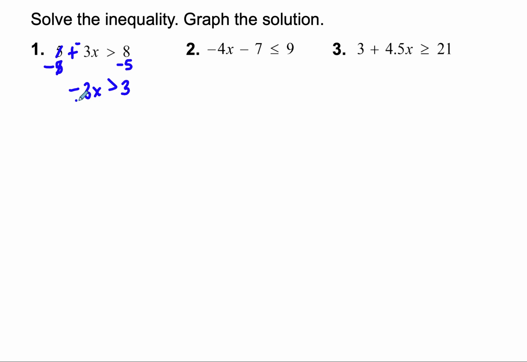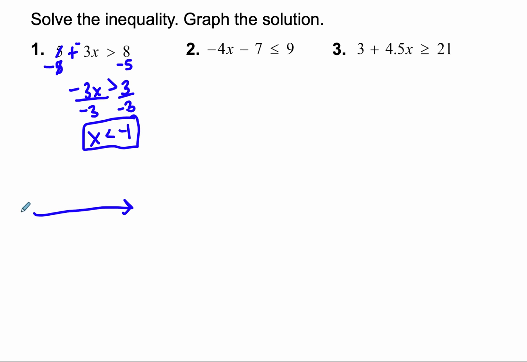Now I'm going to divide by the negative 3 in front of the x. When I divide by that negative 3, my inequality sign needs to flip, so it's going to become a less than. 3 divided by negative 3 is negative 1. So I have x is less than negative 1. So that is my solution.